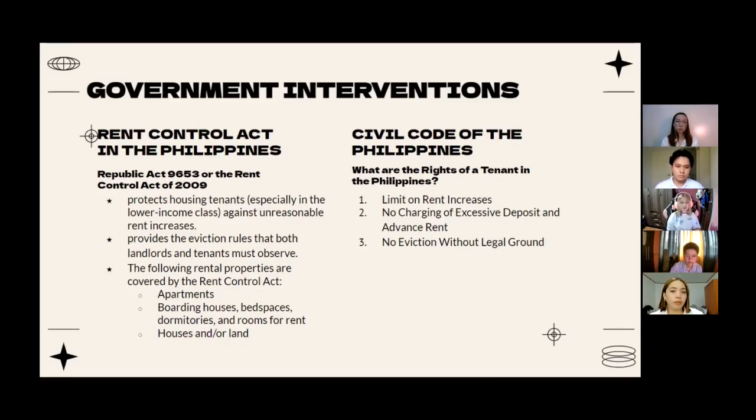Lastly, no eviction without legal ground. If your landlord tells you to vacate the house, ask for the specific reason for the eviction. You cannot be evicted for unjust reasons. Next slide, please.